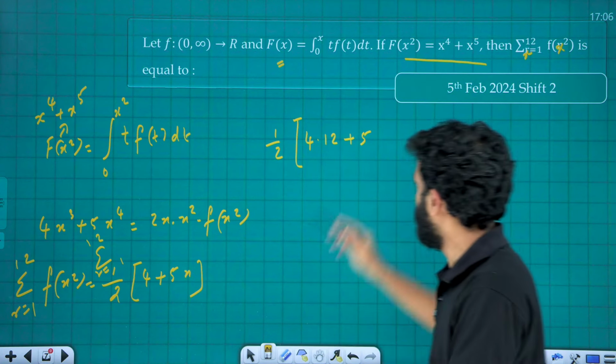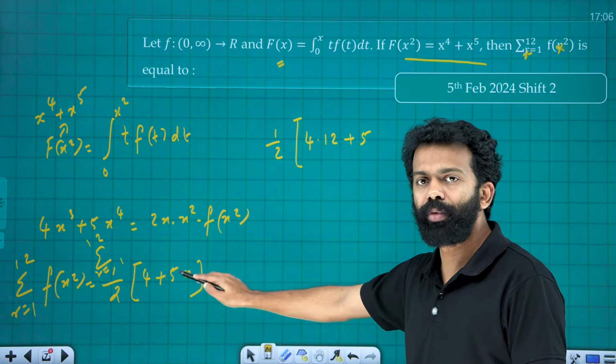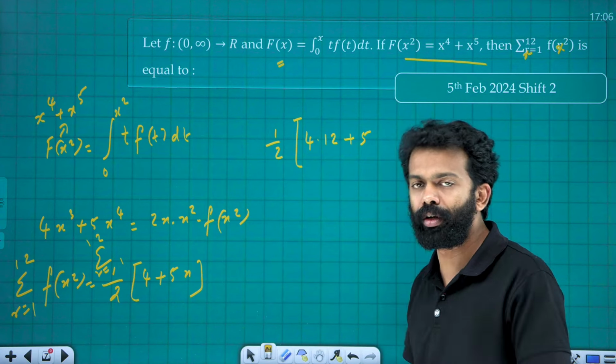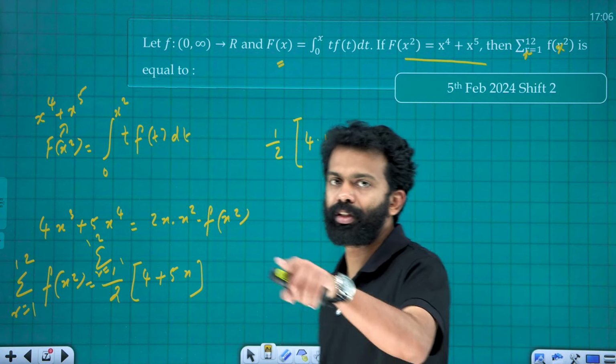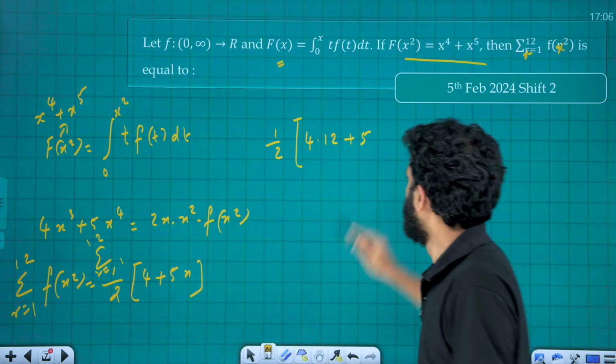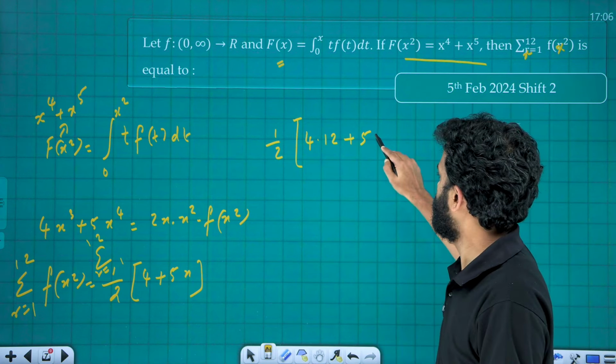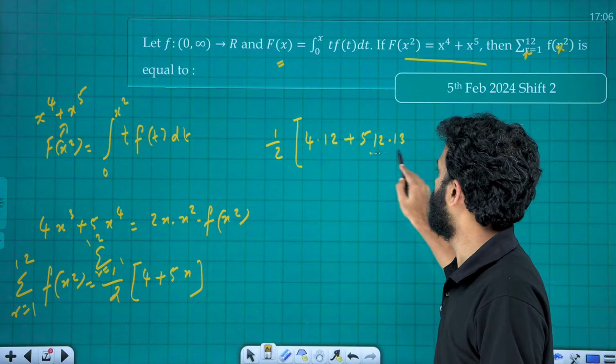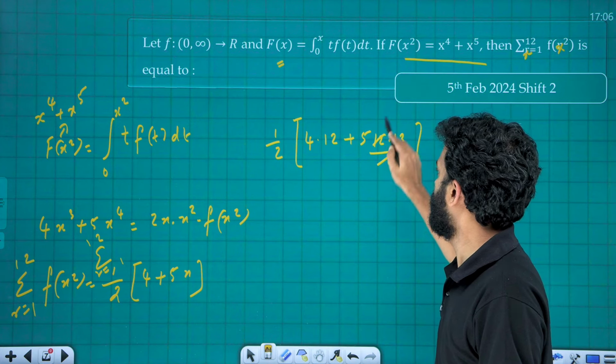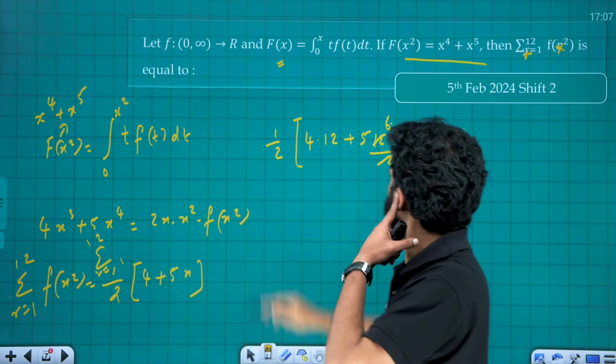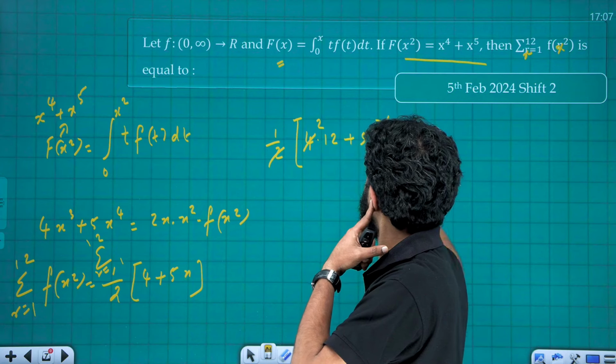5x will be what? 5 we can take it outside. Summation of x from 1 to 12, x will be what? 1 plus 2 plus 3 and so on, up to how many? 12. Therefore, the sum of the first 12 natural numbers is 12 into 13 divided by 2. This got cancelled and becomes 6. Again, this is 2 and this is 3.